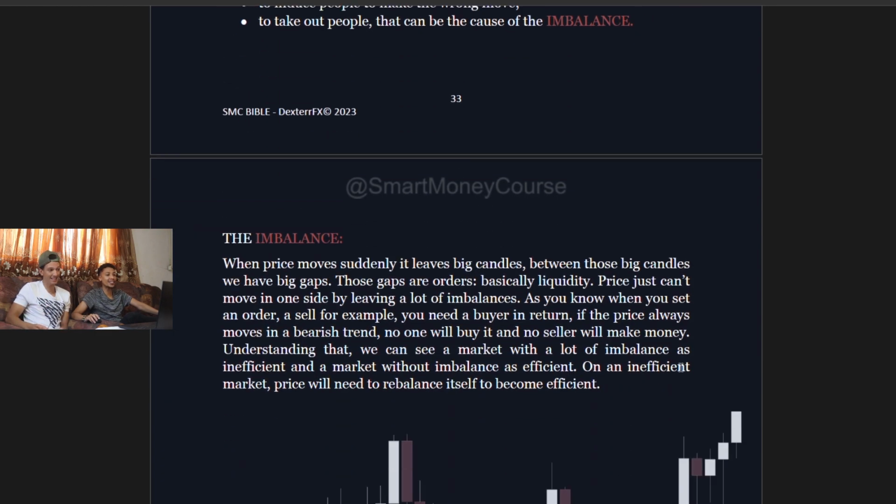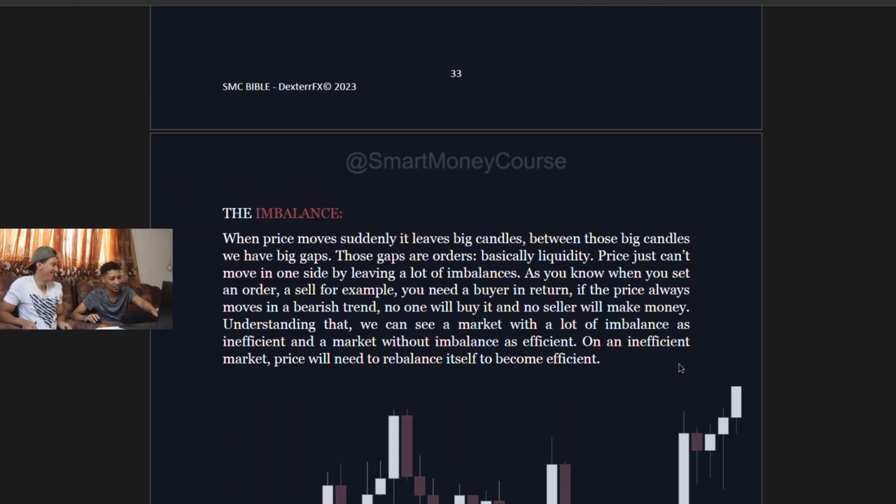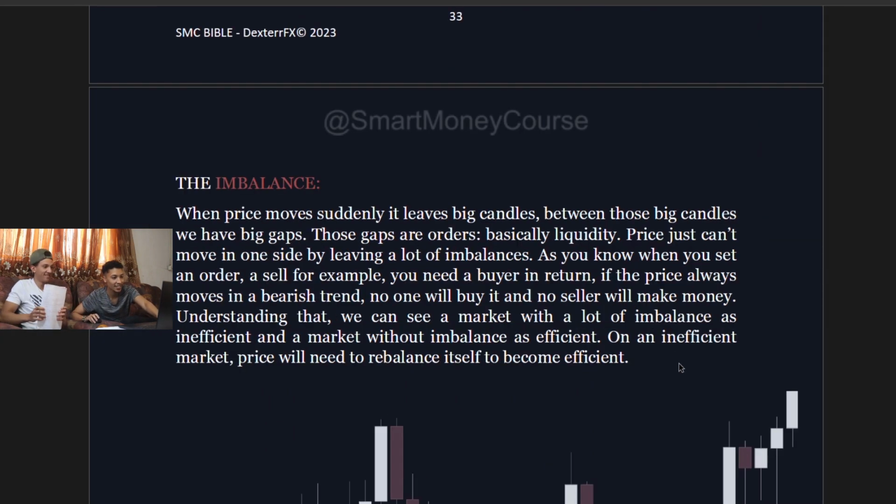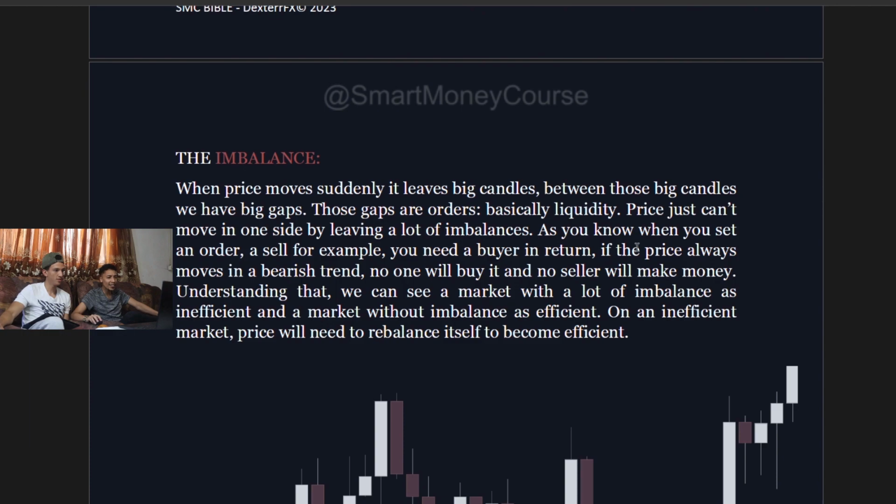The imbalance. I need to zoom in. When price moves, suddenly it leaves big candles. Between those big candles we have big gaps. Those gaps are orders, basically liquidity. Price just can't move in one direction by leaving a lot of imbalances.